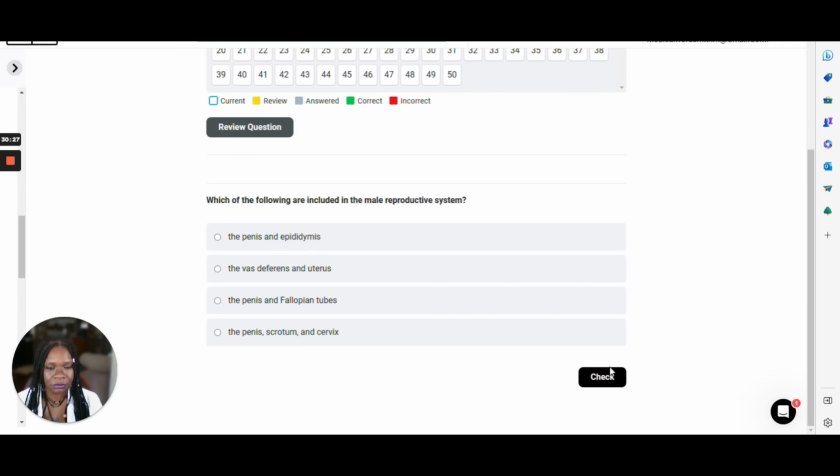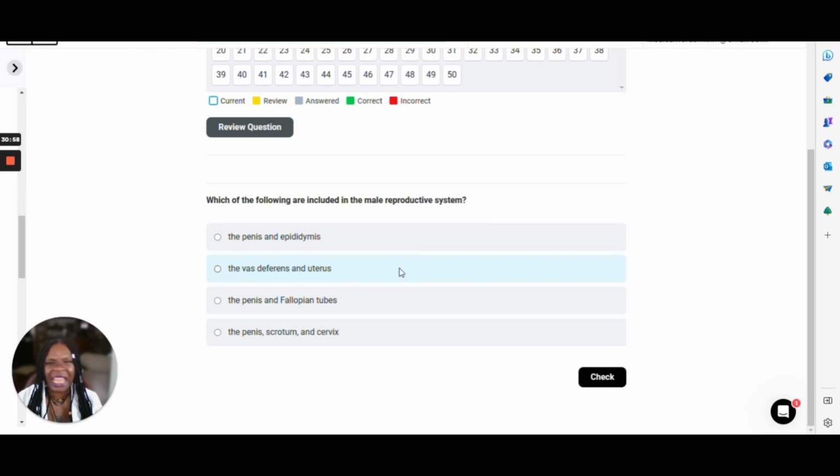Okay, so that one's kind of straightforward, but it is kind of tricky when you think about embryo, zygote. I know it kind of confused me at first, but you got to brush up on it, you guys, if that one tricks you up. Next question. Which of the following are included in the male reproductive system? The penis and the epididymis, the vas deferens and the uterus? Is it the penis and the fallopian tubes, or is it the penis, the scrotum, and the cervix?